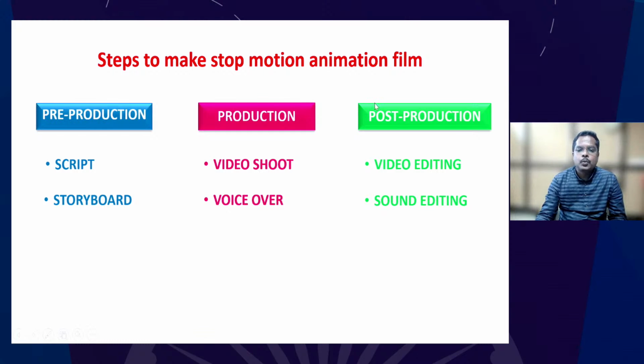in making a stop motion animation film. Pre-production, script and storyboard; in production, video shoot and voiceover; and in post-production, you will be doing slight video editing and audio editing. So these 6 steps that we have to follow.